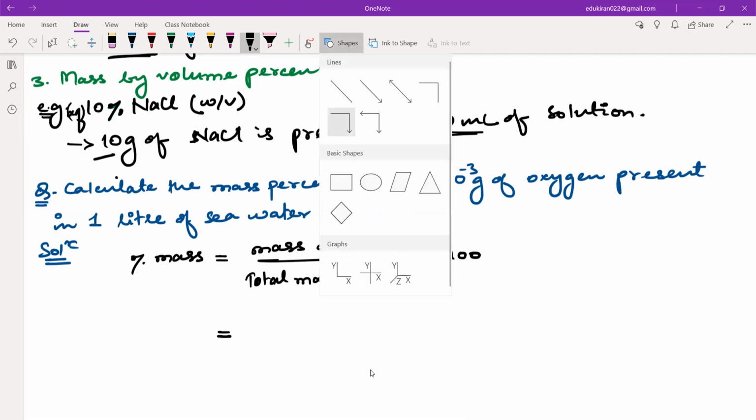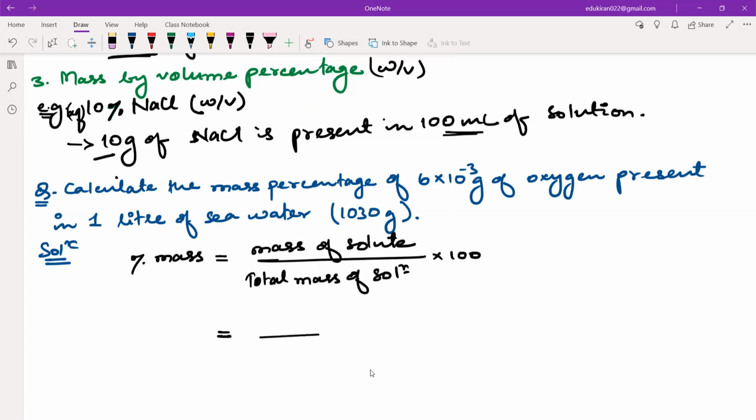What is the solute here, first of all? Yes, Casey, 6 into 10 raised to minus 3, correct. 6 into 10 to the power minus 3 divided by 1030, right? Okay. Now please calculate this.